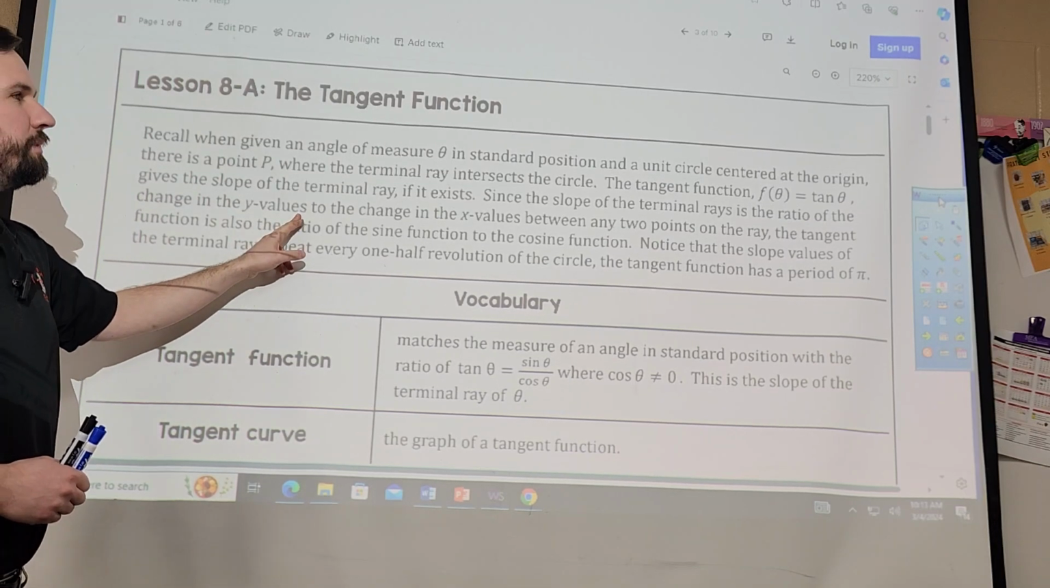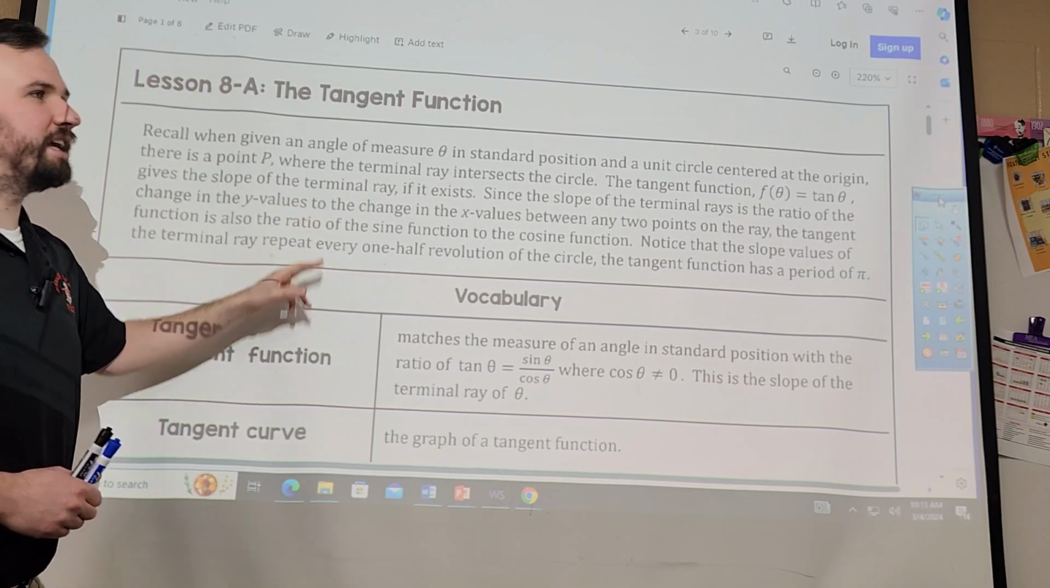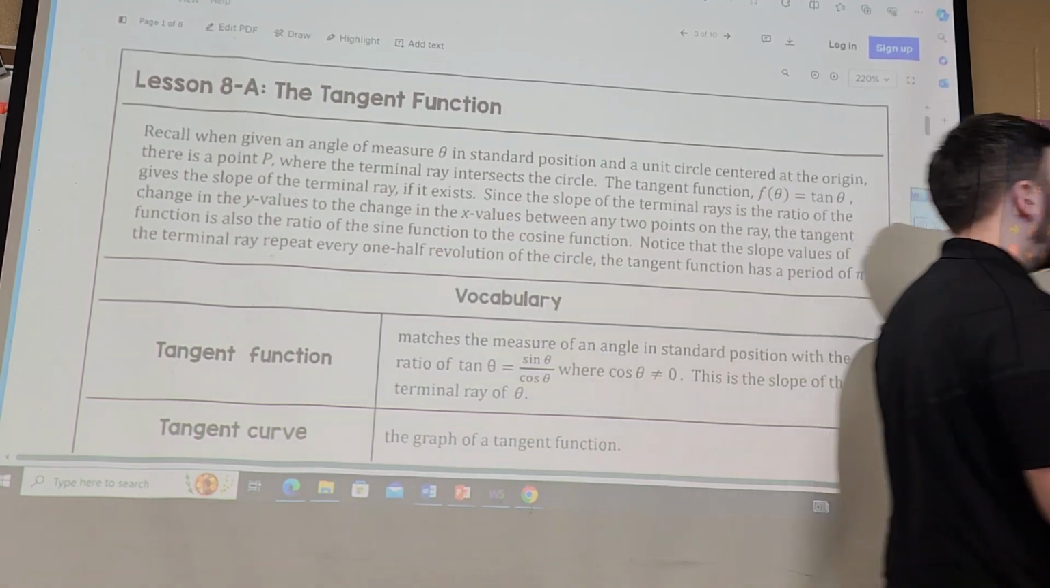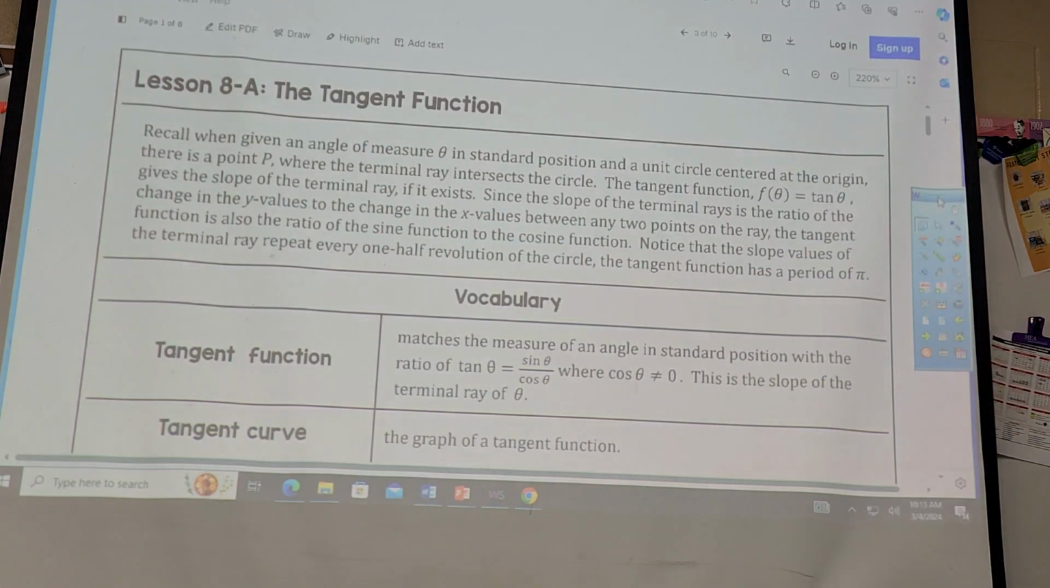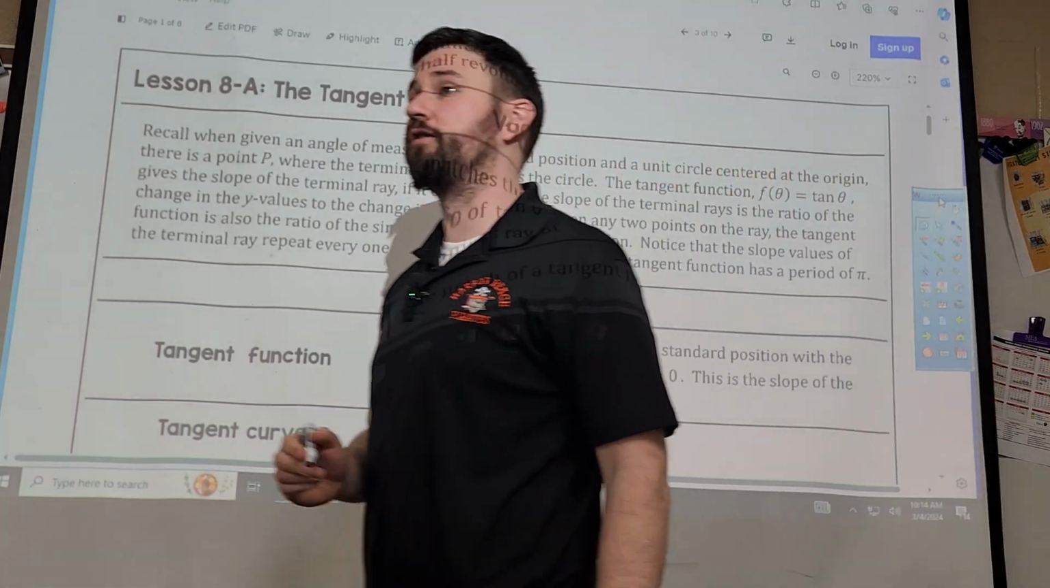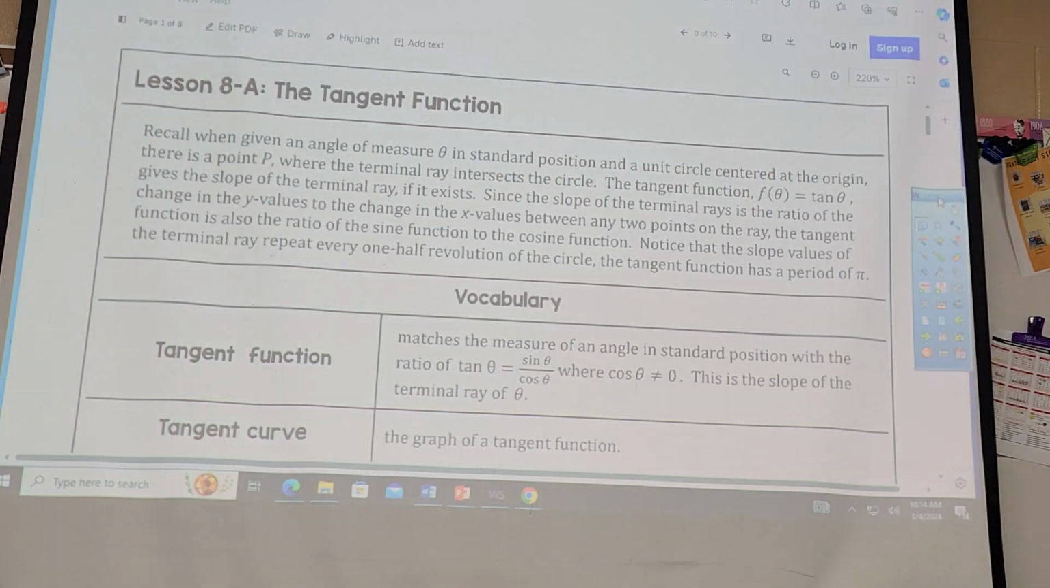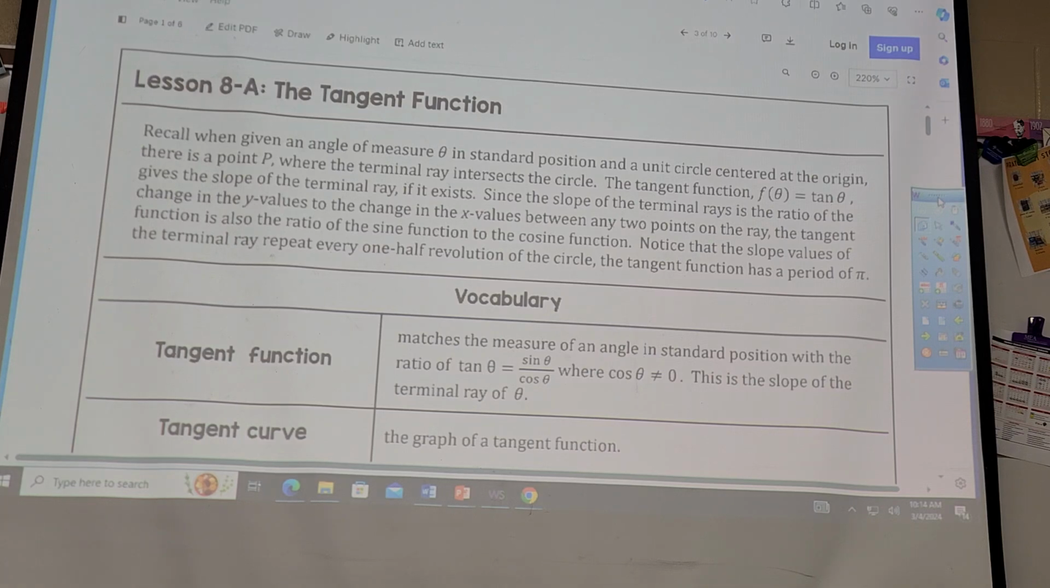The other thing I want to remember is, what does tangent actually mean? What was tangent? Remember, tan is what? Yeah, but it's also my slope, right? It's my y over x, or it's also called sine over cosine, right? Because that's my x and my y.